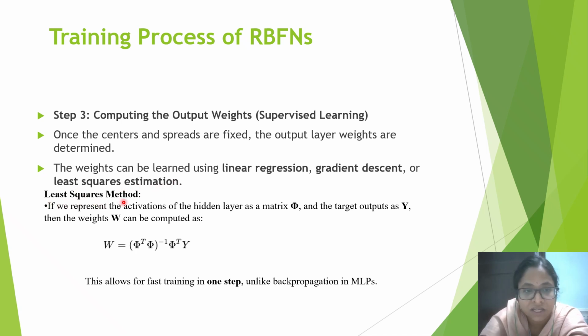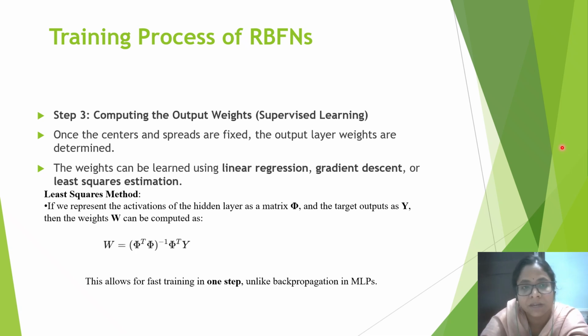In the least square method, we represent the activation of the hidden layer as a matrix phi and the target output as a vector, and then the weight W can be computed by this expression. This allows for faster training in one step, unlike backpropagation in the MLP. That's why the training process of the radial basis function is faster when compared with multi-layer perceptrons.